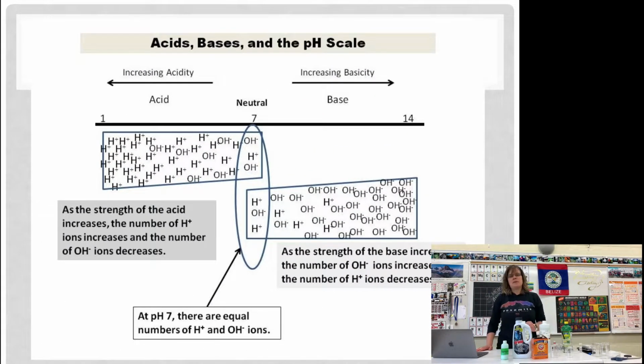Acids and bases and the pH scale. So again, I just want to reiterate about these hydrogen ions and these hydroxide ions because you've got to understand it. When we're talking about an acid, we're talking about hydrogen ions. The more hydrogen ions there are, the more acidic it is.